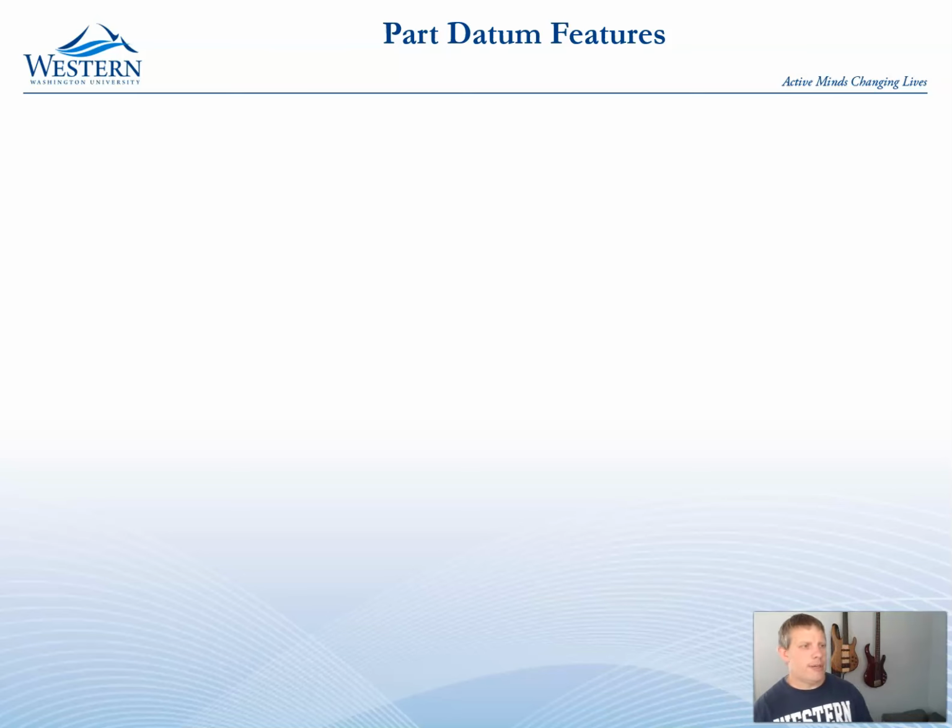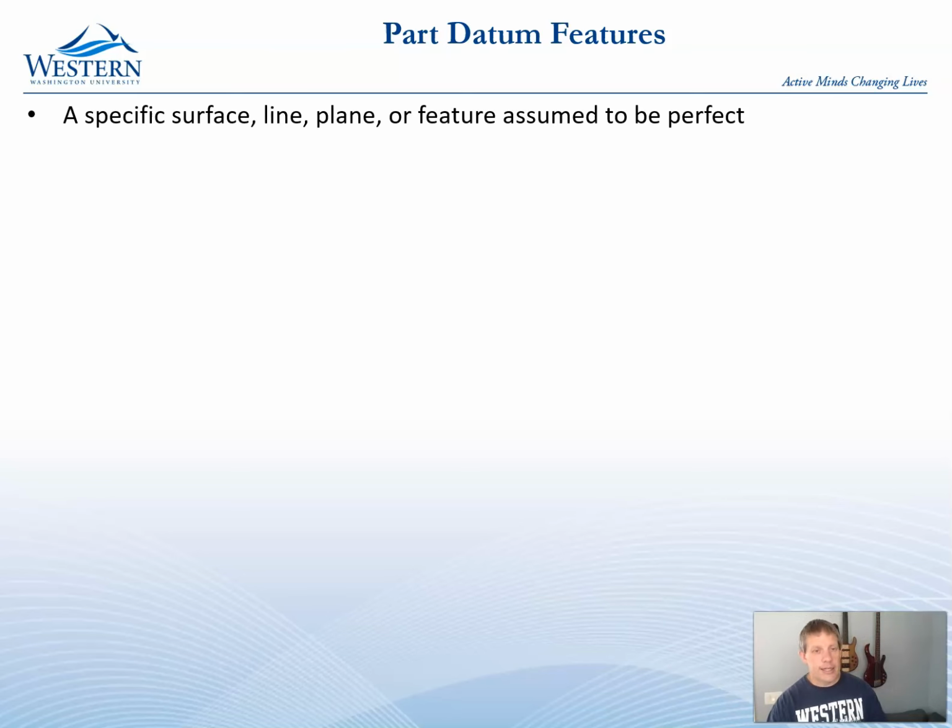So let's talk a little bit more about datums. What are datums? Well, a datum is a surface, a line, a plane, or a feature, and by line it can be an axis, and it is assumed to be perfect. And so you are taking some feature from this part, you're assuming it to be perfect, and then you're going to measure things from it.